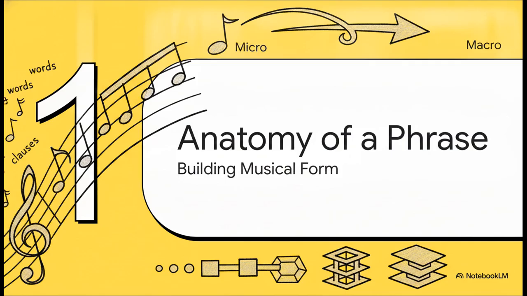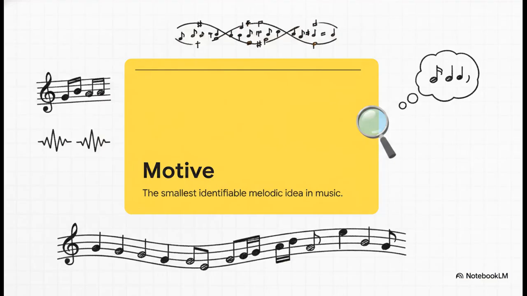Section 1. Anatomy of a phrase. Let's look at building musical form. To solve this wandering melody problem, we need to scale up from the micro to the macro. Much like building spoken language from individual letters to words to full sentences, let's start with the absolute smallest unit, the motive. This is your fundamental building block. It's literally defined as the smallest identifiable melodic idea in music, usually just 2 to 7 notes long. Functioning just like a single word in spoken language, it's the recognizable DNA of your melody.